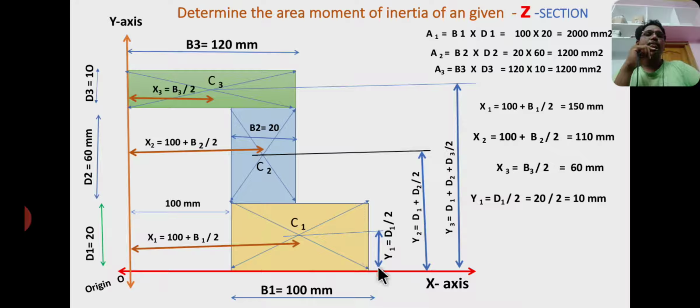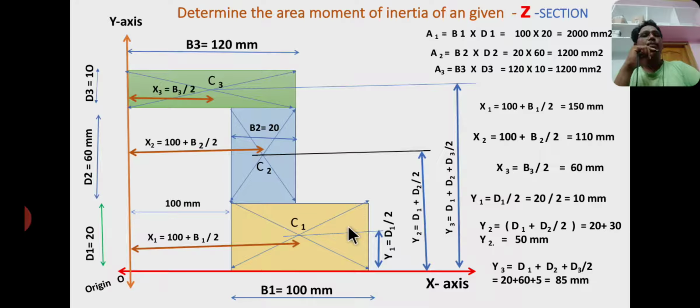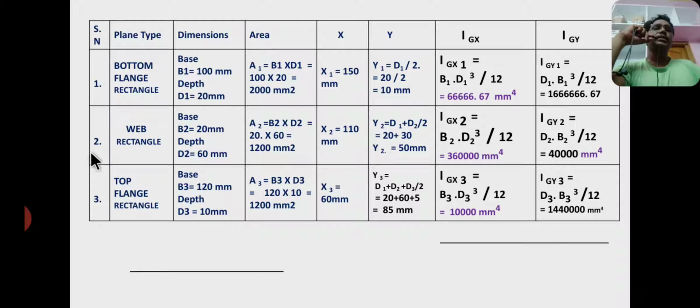Now y1 equal to d1 by 2, that is 10 mm, and y2 equal to d1 plus half of the height, d1 plus d2 by 2 equal to 50 mm, y3 equal to d1 plus d2 plus d3 by 2 equal to 85 mm. Now these are the section numbers. Section 1 is the bottom rectangle, section 2 is the middle rectangle, section 3 is the top rectangle. These are the dimensions, these are the individual areas, and these are the coordinates of individual centroids.